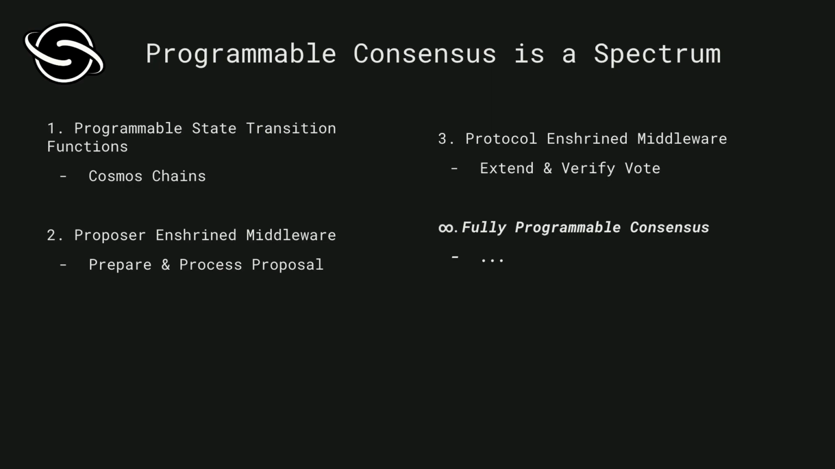So we believe that programmable consensus exists on a spectrum that we broadly define into 4 different categories. First one is programmable state transition functions. These are Cosmos chains as they exist today. The second one are proposer enshrined middleware. So this is essentially extending ABCI++, specifically prepare and process proposal. The third one is protocol enshrined middleware. And this is also extending ABCI++, specifically vote extensions, so extend and verify vote. And then the final stage is called fully programmable consensus.